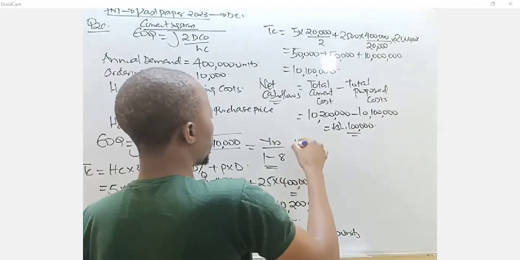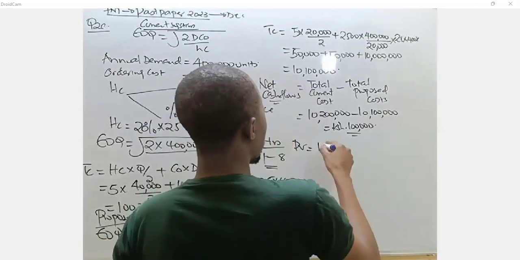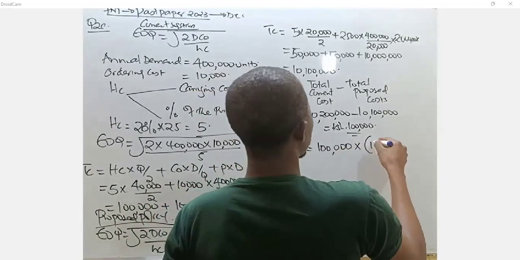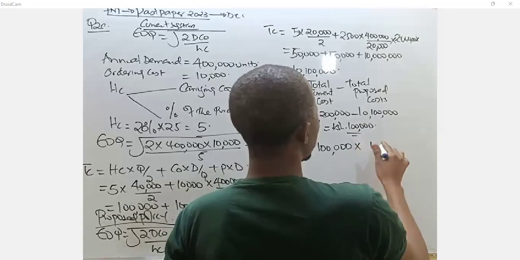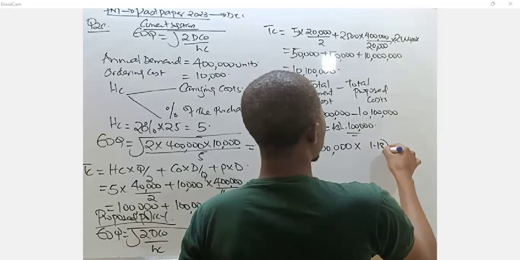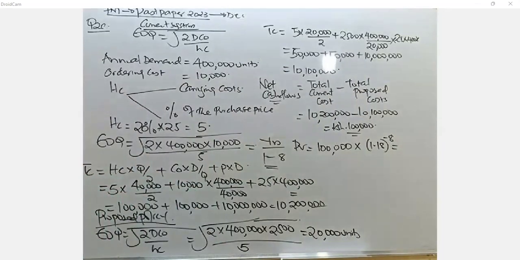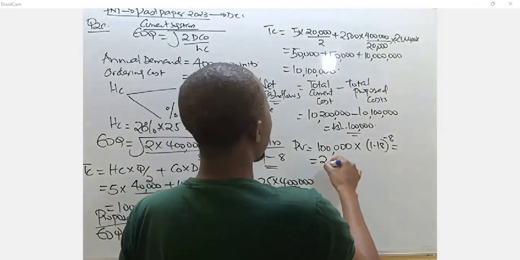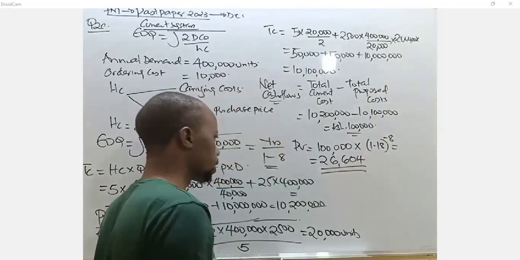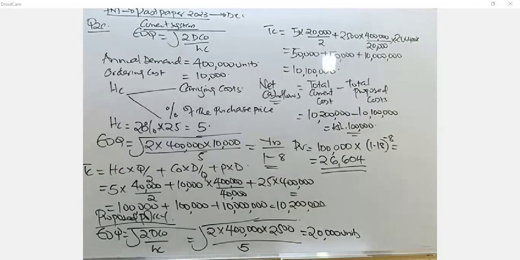So in this case, to get to your present value, we are going to be taking 100,000. We multiply it with 1.18 raised to negative 8. We are using the concept of lump sum, because once we change, it means the system is not going to be used. So how much is this? 1.18 raised to negative 8, then you multiply with 100,000, getting 26,604. So once you get 26,604, what will be the next course of action?